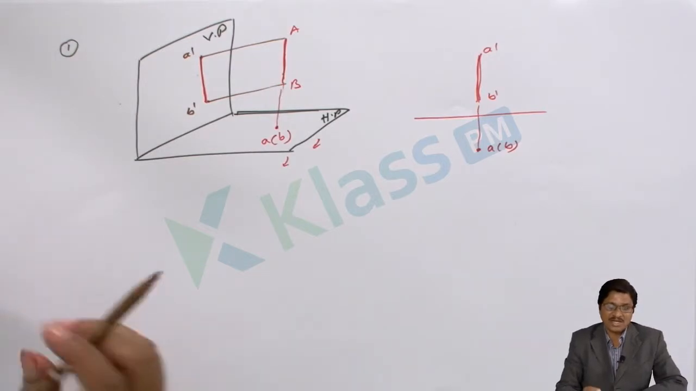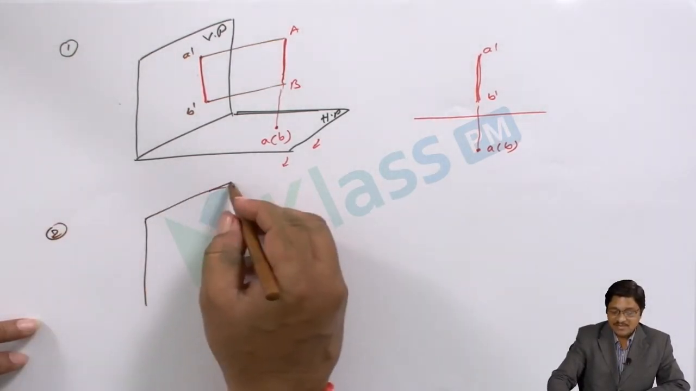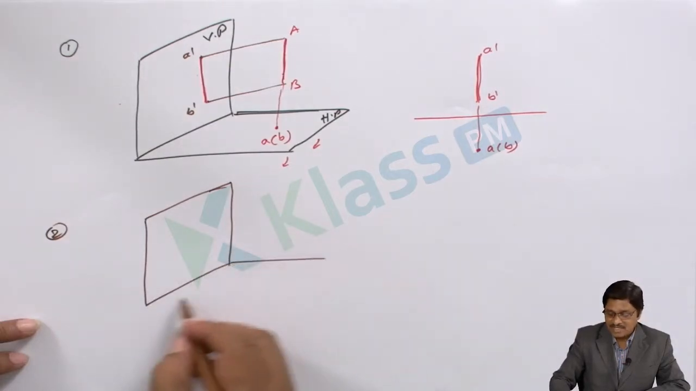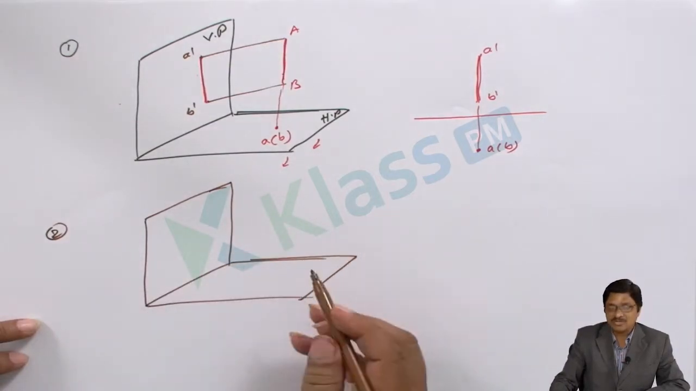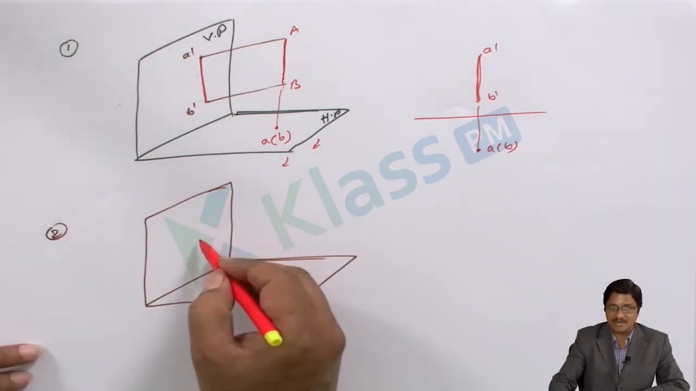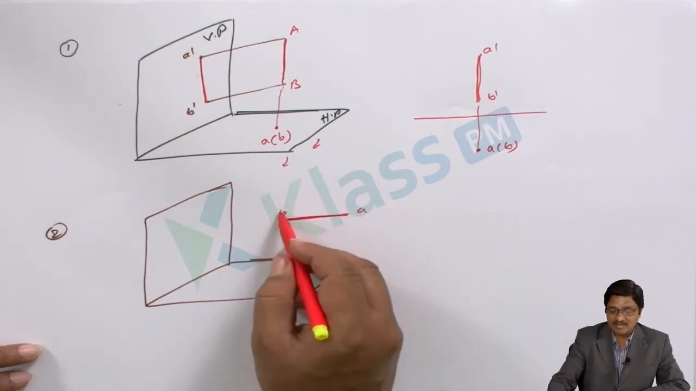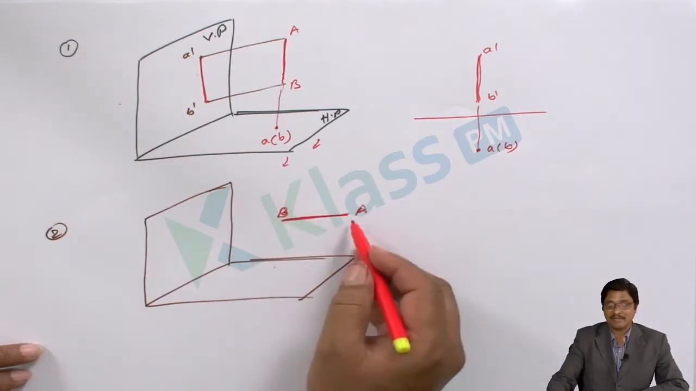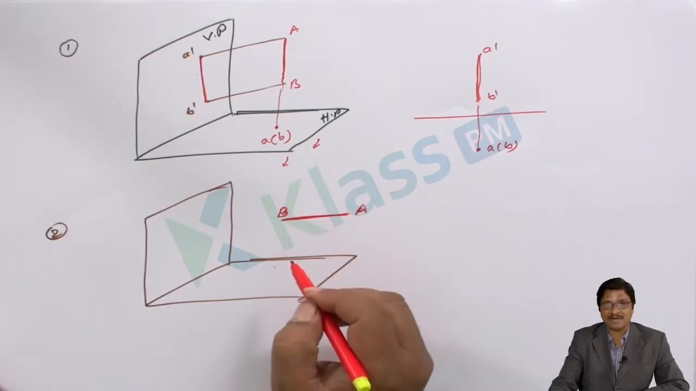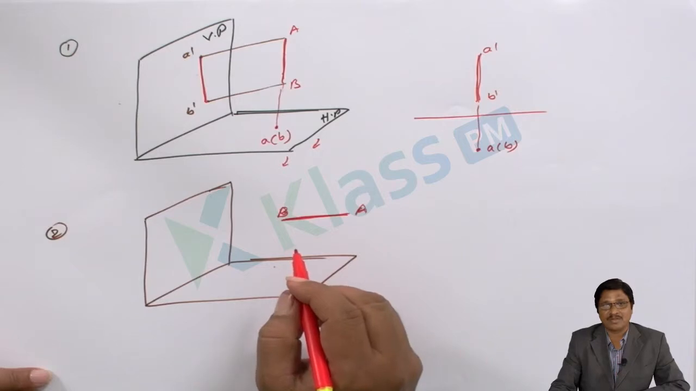In the second position, which we just listed, the line is parallel to the HP and perpendicular to the VP. So we keep the line parallel to the HP and perpendicular to the VP. This is the line position. This is A, this is B. In real space, points are identified by capital letters. In the front view, by the respective lowercase letters with a superscript dash. In the top view, only the lowercase letter.